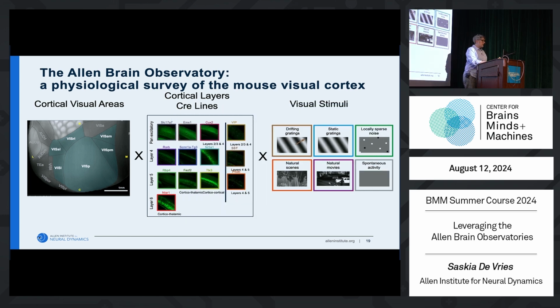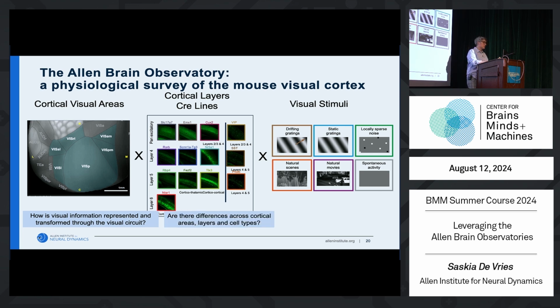All right, and so this allows us to, like I said before, there's no single hypothesis here, but it allows us to ask questions about how the visual information is represented and transformed through this circuit. Are there differences across cortical areas, different cortical layers and cell types, and whether the stimulus statistics can affect the encoding properties of the neurons?